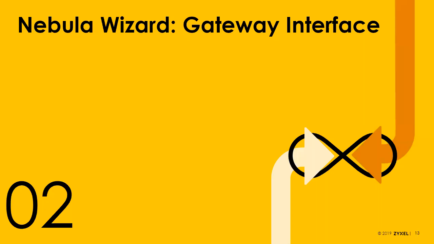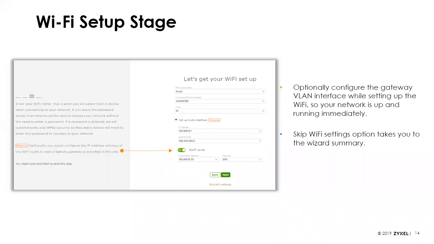So we'll keep on going through here. So we've added this here. It's a new wizard for setting up Wi-Fi that you can choose to use. So we've made it really easy here. When you're setting up your SSID, you can also set up the gateway VLAN interface. That way, as soon as you hit apply, it's working.